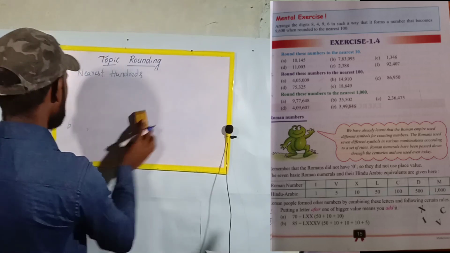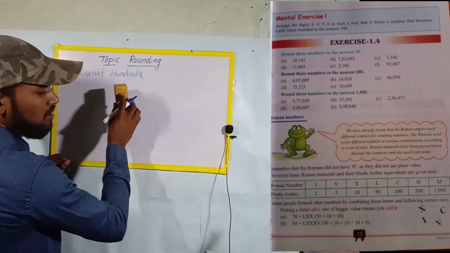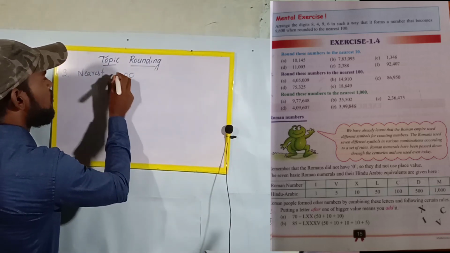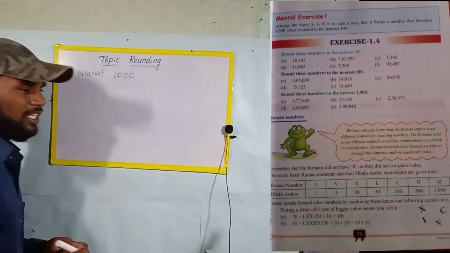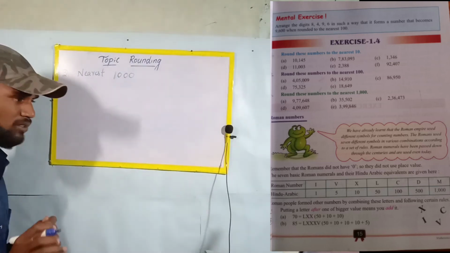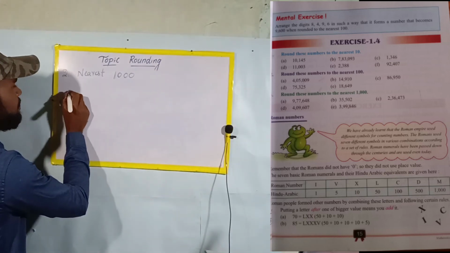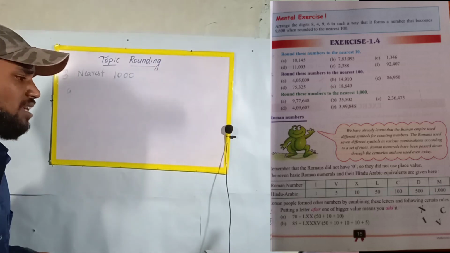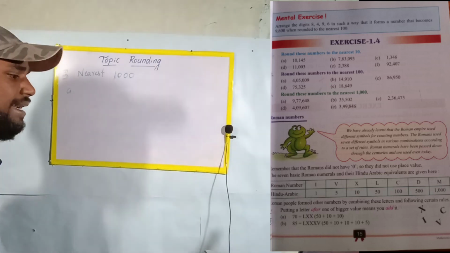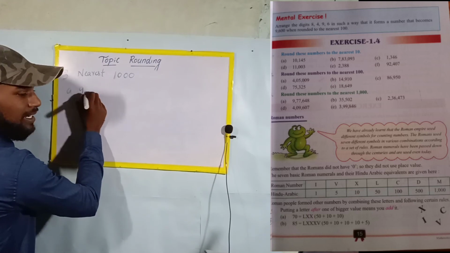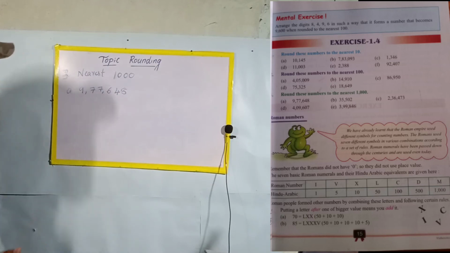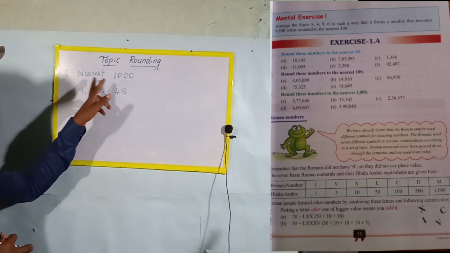What is the next bit given? Nearest thousands. Now we have to see the multiples of thousands. Okay, multiples of thousands. Now what is the first one given? This is the third bit. What is the first one given? Round these numbers to the nearest thousands. Okay. 9,77,648 is given. We just have to round off to the nearest thousands.